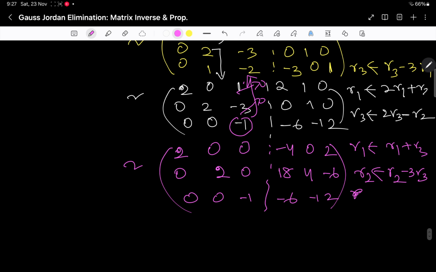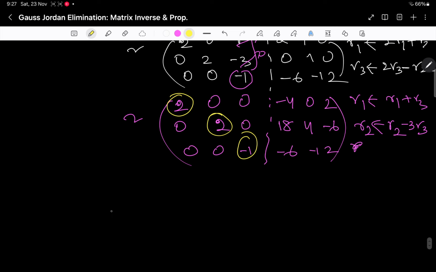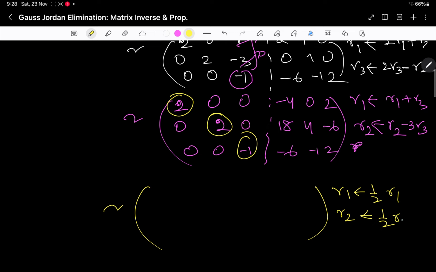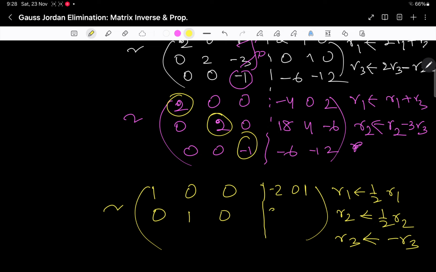Then the final step is that I need to make this position 1, this position 1, and this position 1. So now what I have to do is replace R1 by half R1, R2 by half R2, and R3 by minus R3. Then it is here 1 0 0, and here it will be minus 2 0 1, and 0 1 0, just 2 is divided, so here it is 9, 2, minus 3, and here just minus is multiplied, so it is 6, 1 and 2.